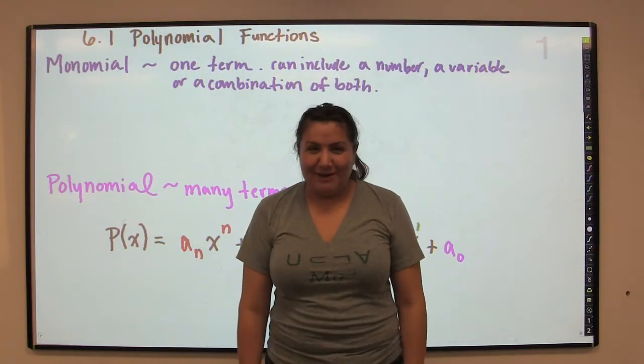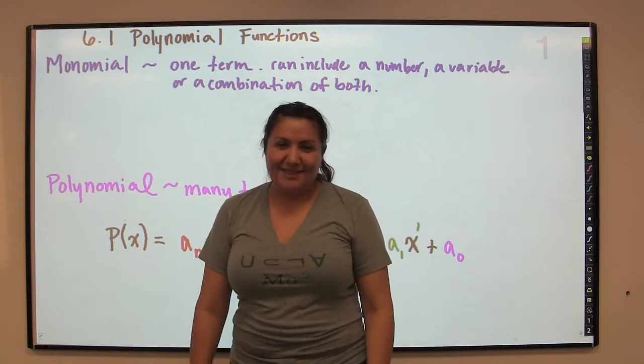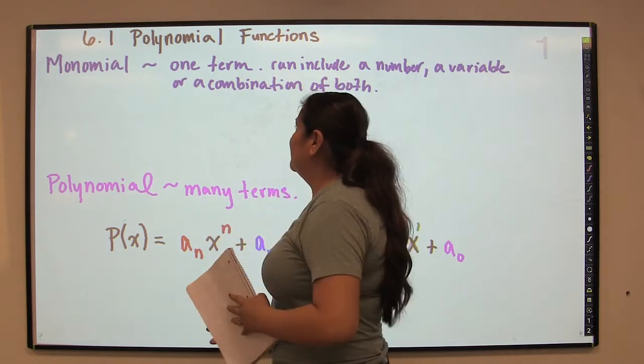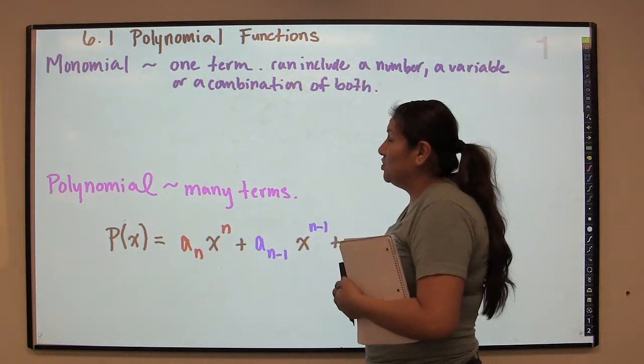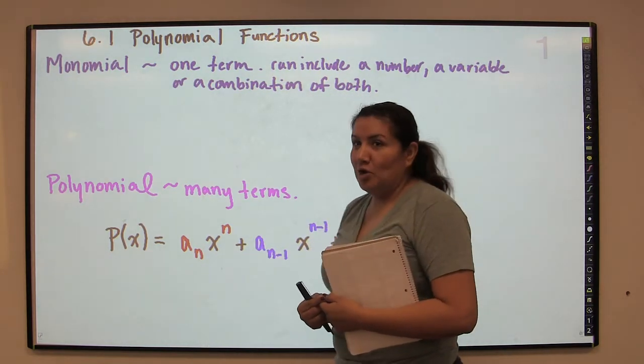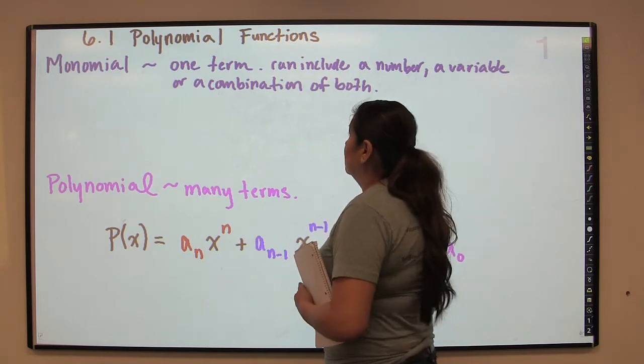Today we're going to be learning about polynomial functions. It's 6.1 in your textbook. So here we go. We're going to get started with some vocab. First word I want you to know is monomial. Mono means one, so monomial is one term.